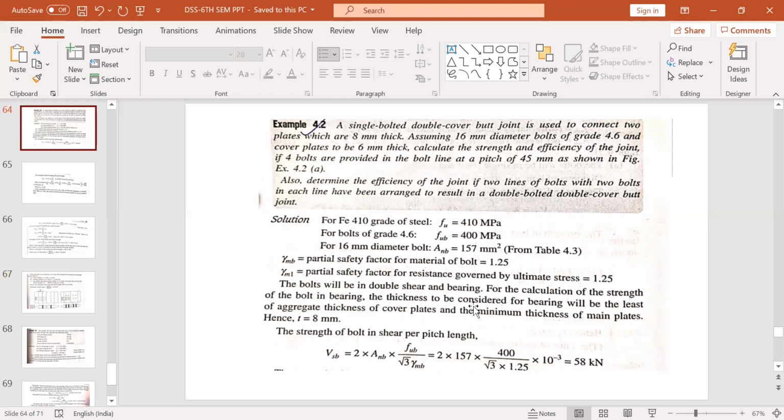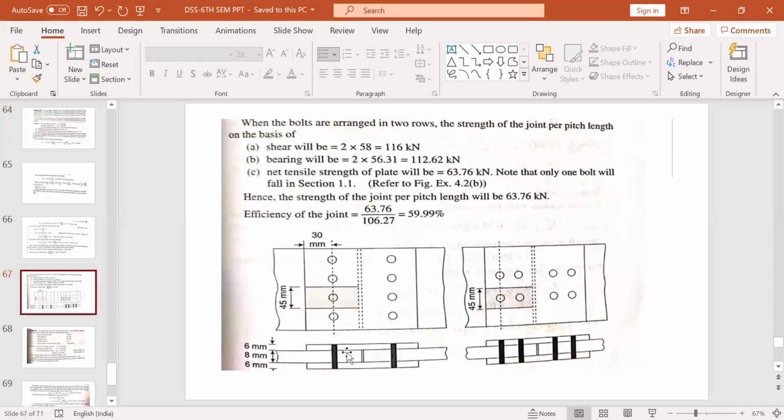Since two cover plates are provided, the bolts will be in double shear and bearing. Now for calculation of the strength of the bolt in bearing, the thickness to be considered will be the least of the aggregate thickness of cover plates and the minimum thickness of main plates. What is the aggregate thickness? 6 mm and 6 mm, 6 plus 6, 12, for double cover version. What is the thickness of the main plate? 8 mm. What is the minimum between 12 and 8? It is 8 mm. So the thickness that will be considered will be 8 mm.